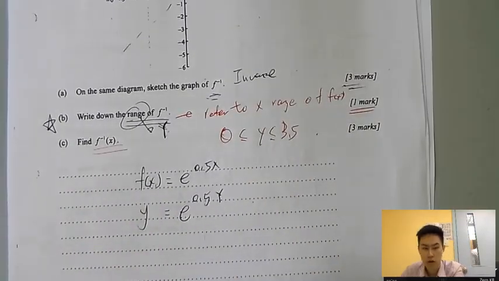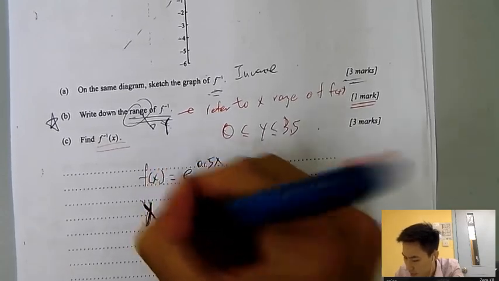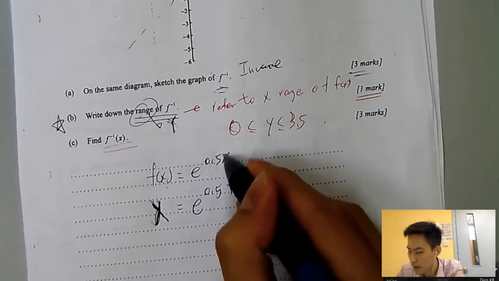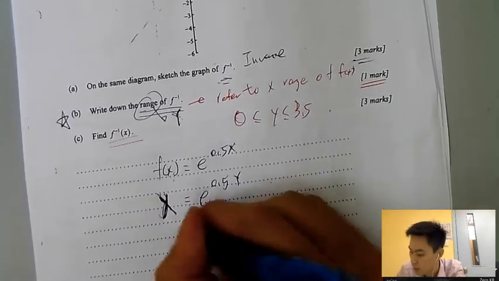Okay, actually this one is x. I forgot to swap the x and y, okay? So y equals e^(0.5x). Then x equals e^(0.5y), okay? And then you make y the subject.